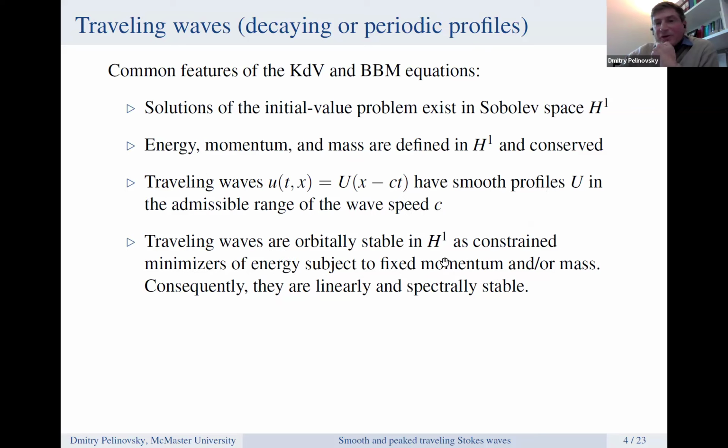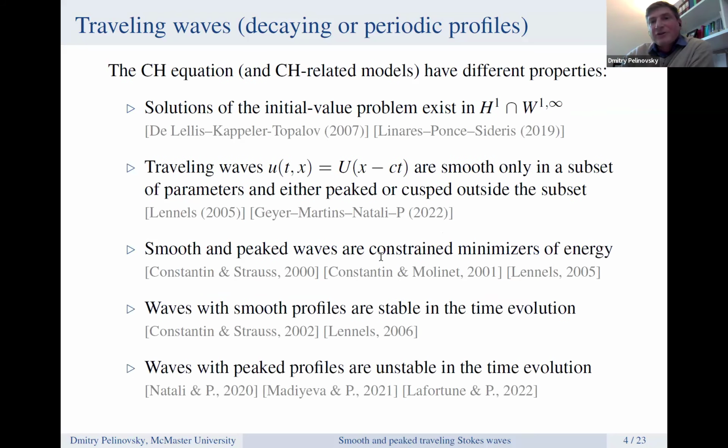Then by working with Lyapunov theory of stability, we can prove that because these are constrained minimizers of energy, the traveling waves are orbitally stable in the energy space H1, for which solutions of the initial value problem are well defined. So in this original theory, there are only smooth waves, while in the fluids, we know in the Euler equations, there are also some peaked waves, or even waves with singularity. If we look now at what the Camassa-Holm equation can offer, in fact, it can offer not only smooth waves, but also waves with singularity.